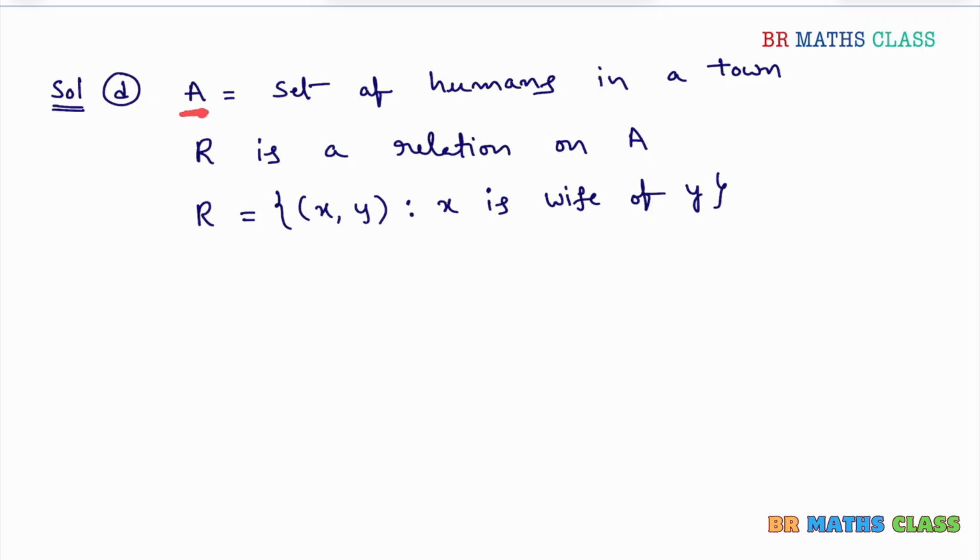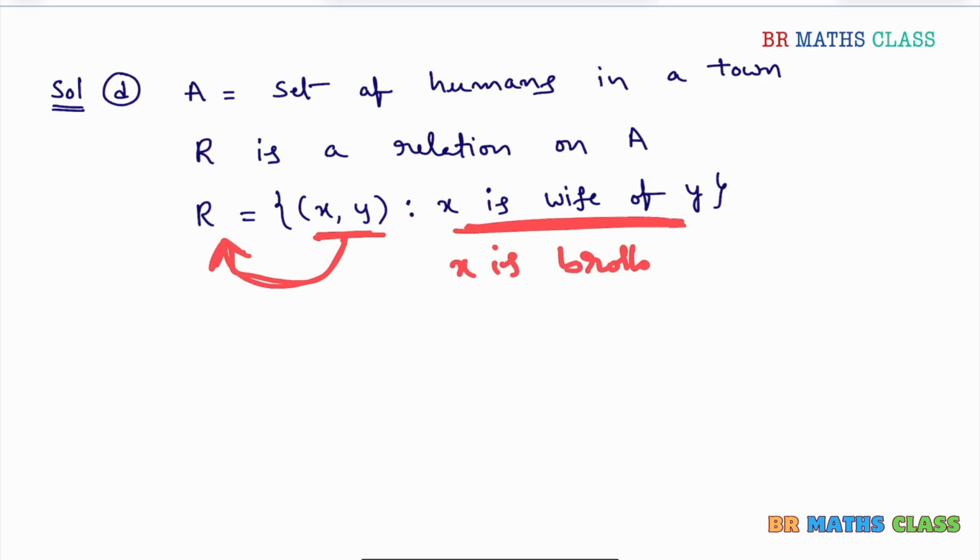They are saying set A is the set of all humans in a town, and R is a relation on set A, where the ordered pair (x, y) says that x is the wife of y. Actually, it is a funny question. Which ordered pair belongs to this relation? If x is the wife of y, then only that ordered pair belongs to this relation. Suppose x is the brother of y.